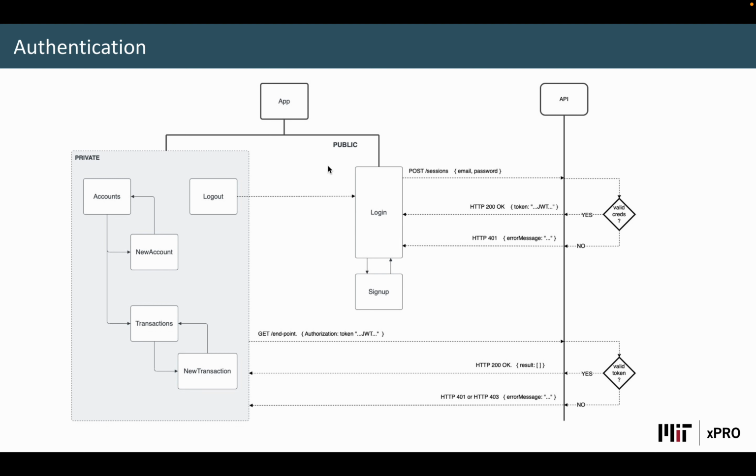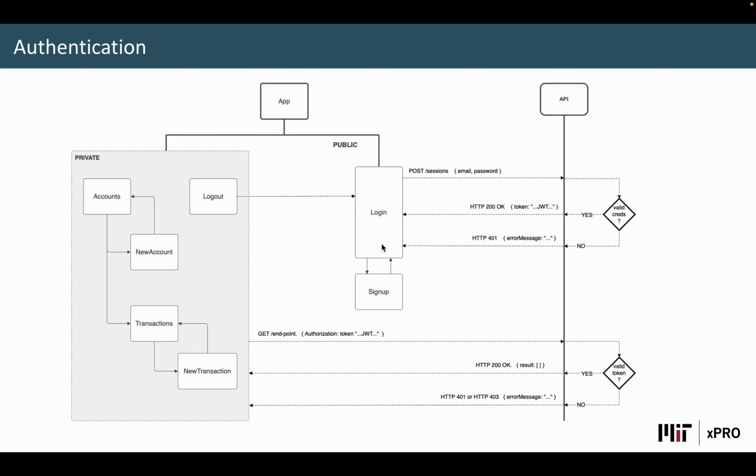So when the user first arrives at the banking application, the app component looks for a token in the local storage, and if it doesn't find one, it sends the user to the login component. When the user logs in, a post request is sent to the sessions endpoint. The server checks with the database to see if the login credentials are valid. If they are valid, the server generates a new token and responds to the request with an HTTP 200 and the token. If the user's credentials are not valid, the server responds with a 401 and an error message.